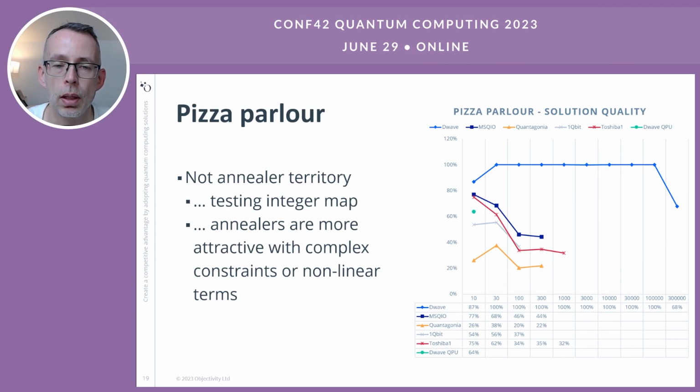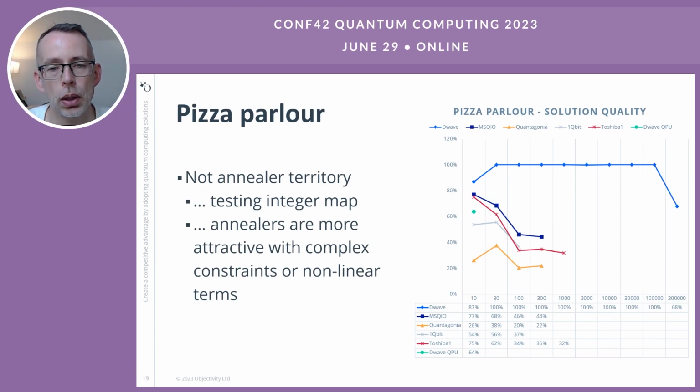And you see that the D-Wave cloud service, with an interesting blip at the smallest size of size 10, so 10 different pizzas. Other than that, it performs really well up to size 100,000 and only starts to drop off a bit in quality at size 300,000 compared to Gurobi. All the others struggle more to find an optimum solution to a linear programming problem.